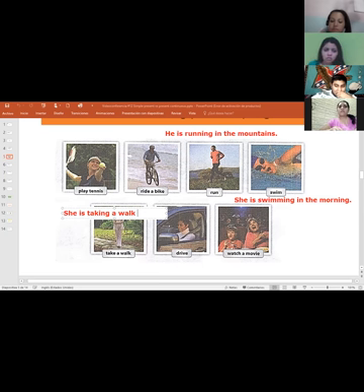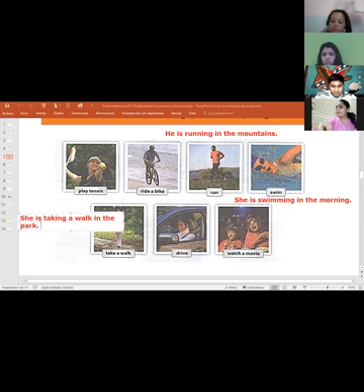She's taking a walk. Pongámosle algo más. She's taking a walk where? In a park. In the park. Very good. In the park. Excellent. She's taking a walk in the park. Very good. What about drive, Leida? Drive.